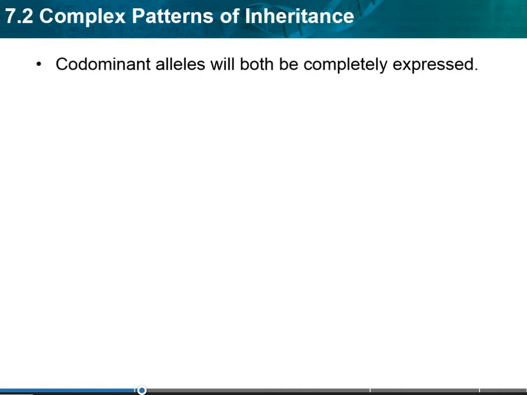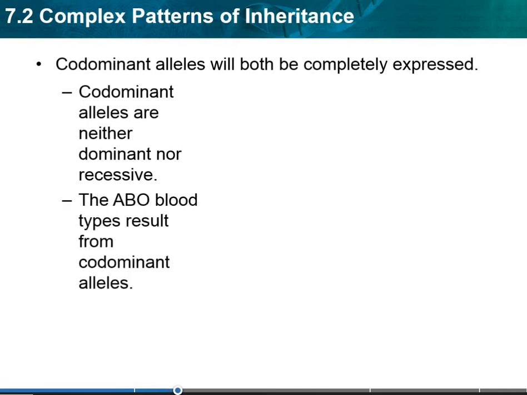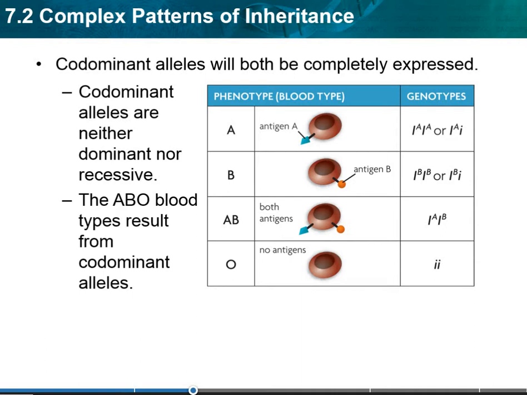Another one is codominance. Codominance is where both alleles are completely expressed at the same time. In codominance, the alleles once again are neither dominant nor recessive. When they're there, they're both going to show. An example of this would be blood types. You have blood types A, B, AB, or O.